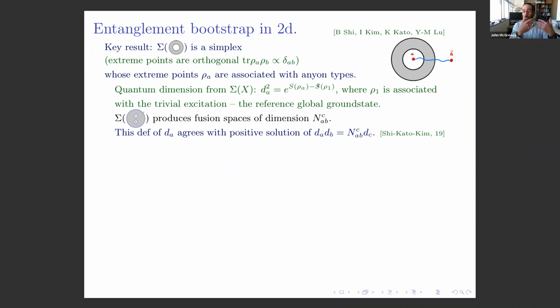Okay, and from the information convex set, we can read off a lot of the data that we care about for anions. In particular, we can read off its quantum dimension from the von Neumann entropy of the density matrix minus the von Neumann entropy of the reference state. And to see that this definition matches perhaps more familiar definitions, another thing we can do is think about the information convex set of the disk with two holes. I claim that that produces fusion spaces for these anions. I'll explain in a little more detail exactly what I mean by that, but the important thing for now is that it produces a set of integers for each choice of three anion types associated with the three boundaries of this two-hole disk. And the definition I gave here of quantum dimension agrees with the more familiar definition as the positive solution of this equation. So this is a good definition of quantum dimension of anions.